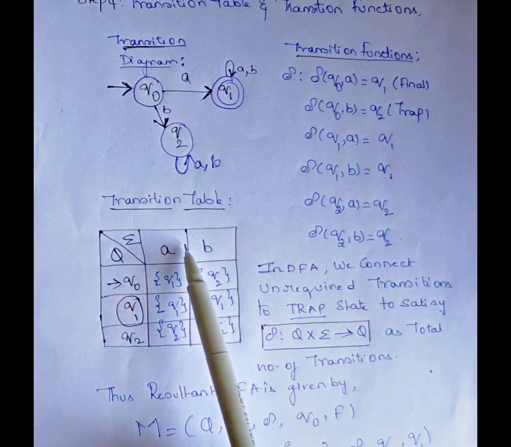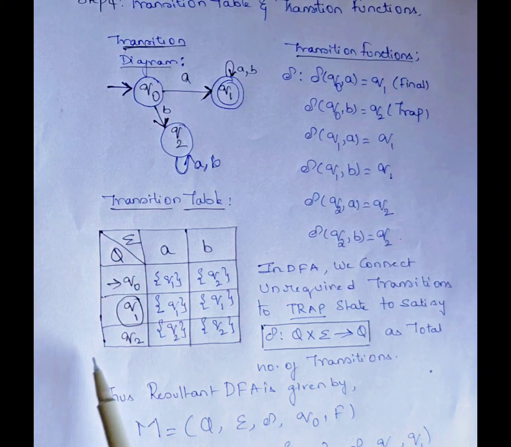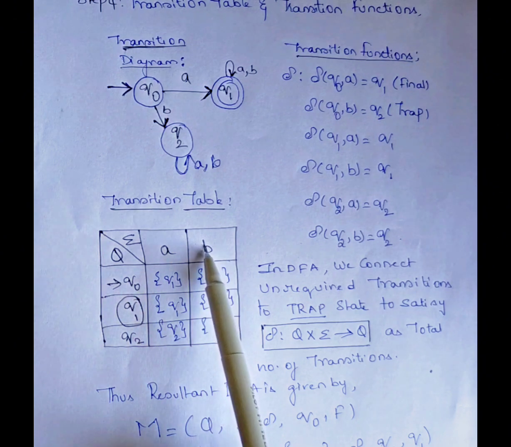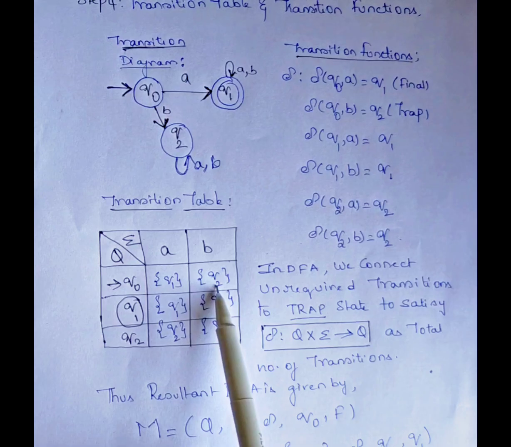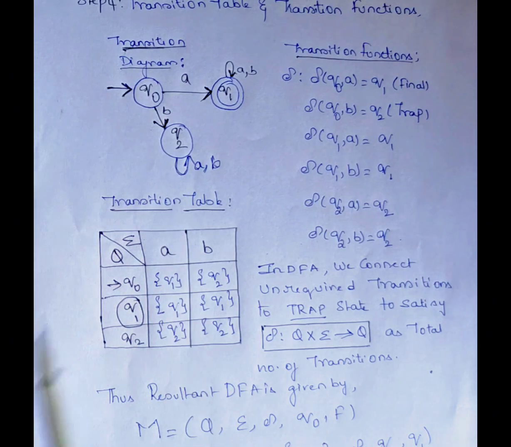So Q0 on A is equal to Q1. Q1 will be the entry at this particular cell. Similarly, Q0 upon reading B is making a transition to the state Q2. So Q0 on reading B is moving to Q2 state here.